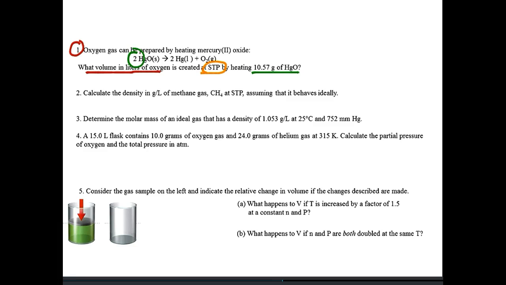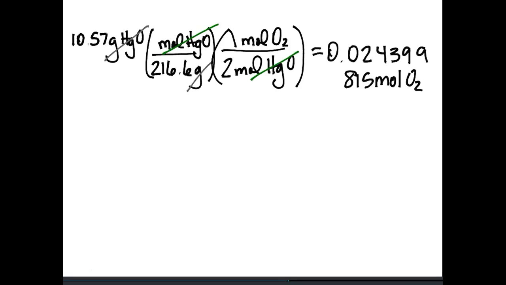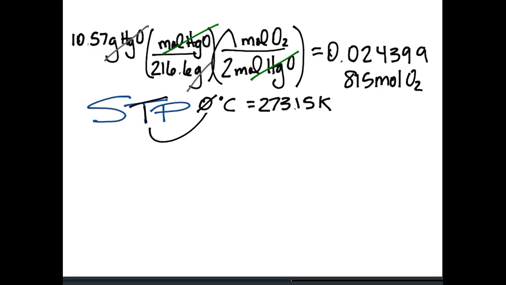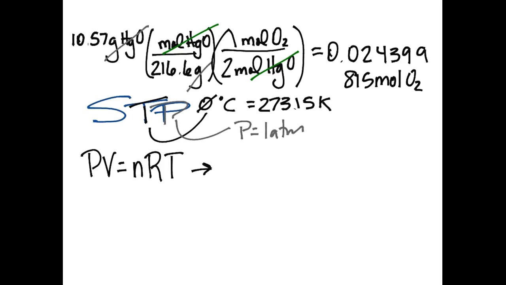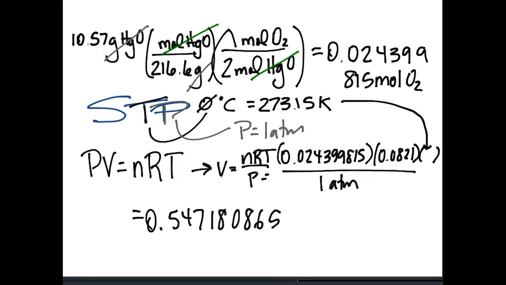Now, the mole ratio is 2 to 1. So 1 mole of oxygen will form for every 2 moles of mercury oxide. So we have moles of oxygen here. That's going to be in our ideal gas law. Now STP, in addition to being a band from the 90s, for gas laws, STP is 0 degrees Celsius or 273.15 Kelvin, and the pressure is 1 atmosphere. So when we plug in these values, you're going to solve for V. The volume is 0.54718. That's going to be liters because everything else is going to cancel out here.